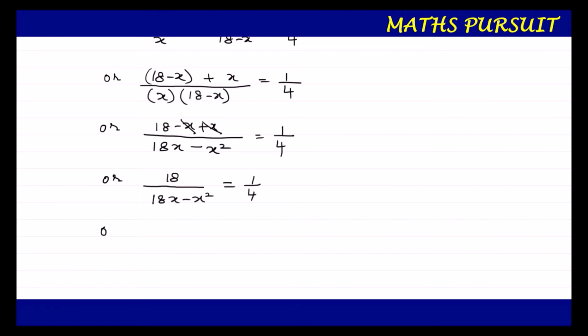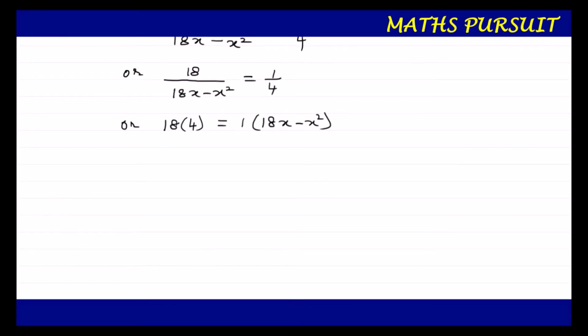Now let us do a cross multiplication and try to solve this. If I do a cross multiplication, I can write this as 18 into 4 is equal to 1 into 18x minus x to the power 2. I hope guys till here we are very clear. I am just following step by step and trying to solve this particular equation. After solving, you will see we will get a quadratic equation. Now 18 into 4 is 72, that is equal to 18x minus x to the power 2.